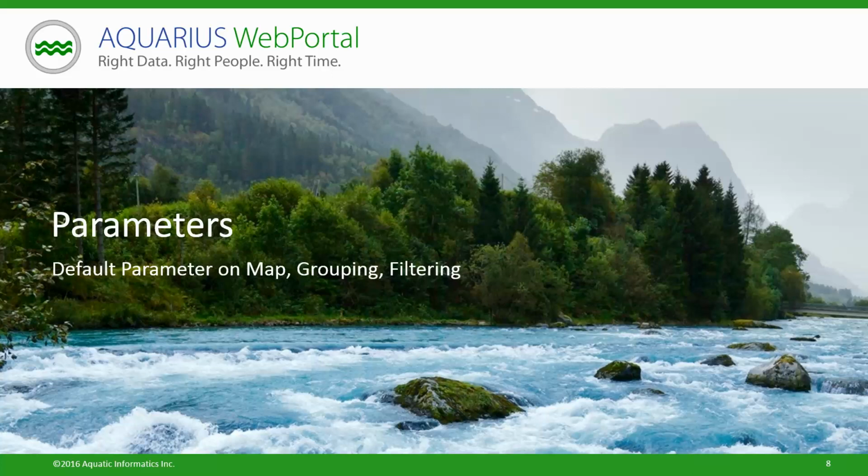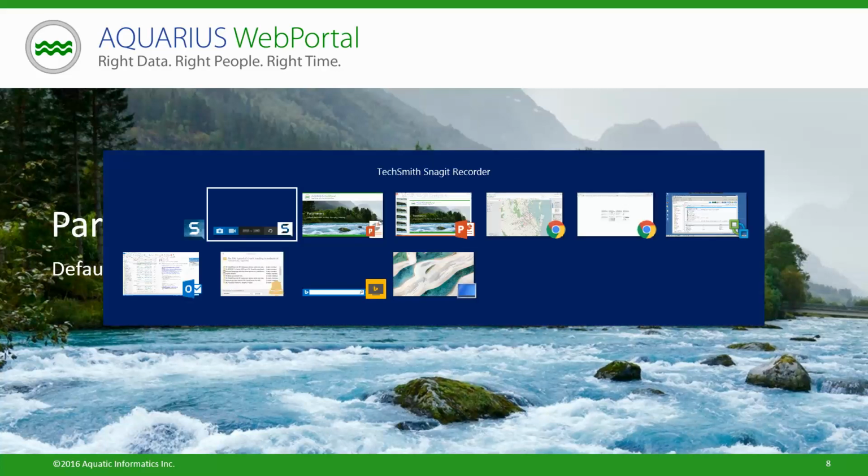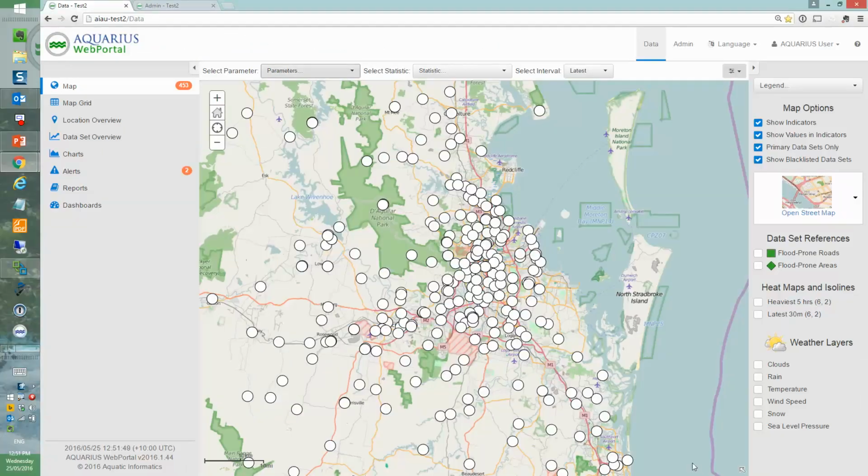This video is about parameters in the Aquarius web portal, with particular attention to the default parameter on the map view, and grouping and filtering. So we'll just open up a web portal here. And by default, when you open the web portal, you will see the parameters as the drop-down list here.